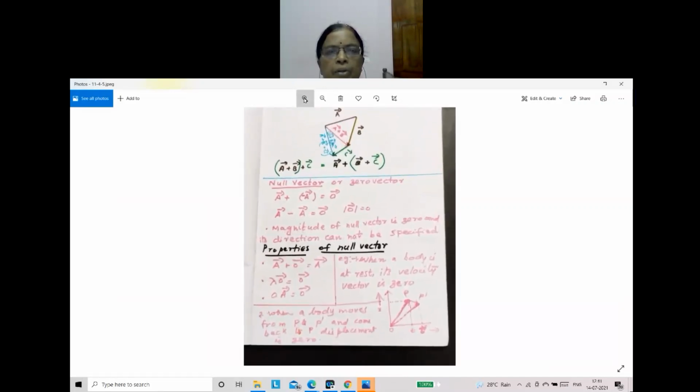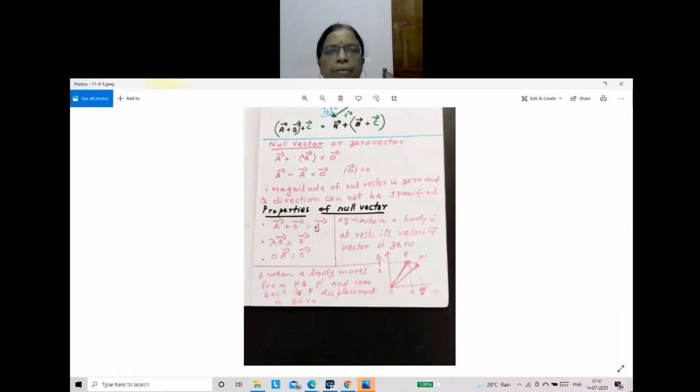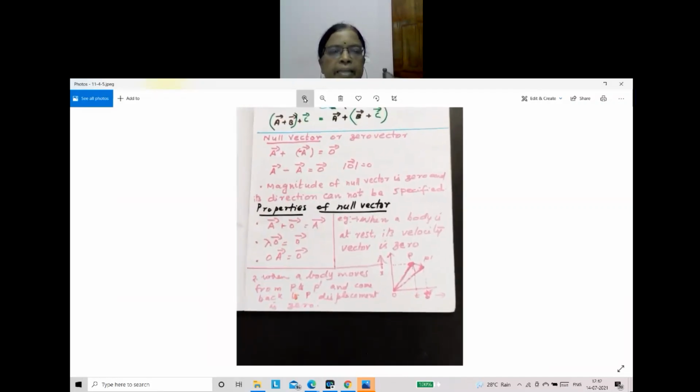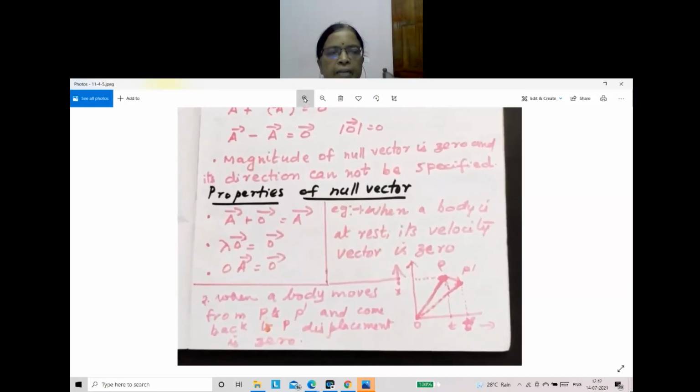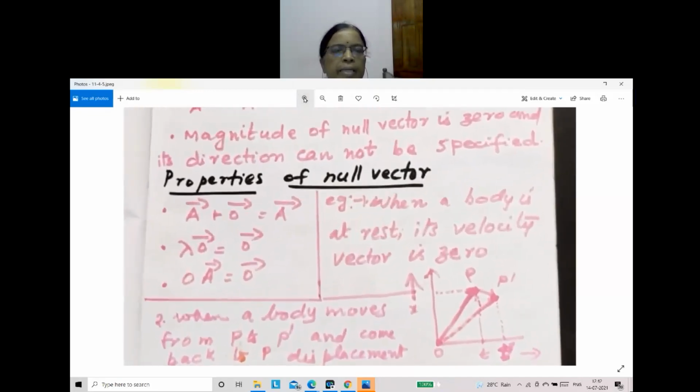Just like 0 when it is added. 5 plus 0, what is, children? 5. Just like that, when 0 vector is added with vector A, we are getting that vector itself. No change is happening to this vector, same vector we are getting.